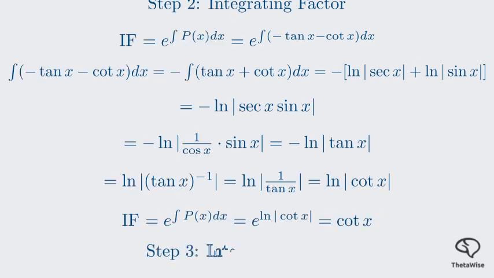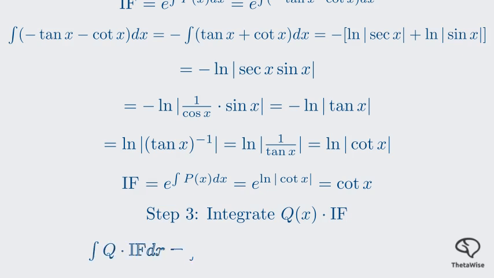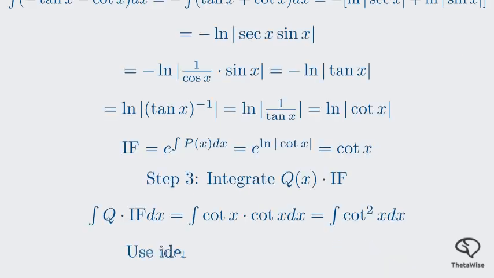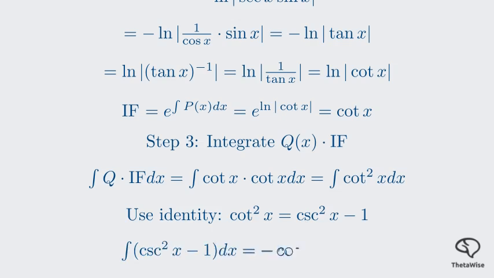Step 3. Integrate Q(x) times the integrating factor. We need the integral of Q times IF, which is the integral of cot x times cot x, or the integral of cot squared x. To integrate cotangent squared x, we use the trigonometric identity: cotangent squared x equals cosecant squared x minus 1. The integrals of these are straightforward. The integral of cosecant squared x is negative cotangent x, and the integral of 1 is x.